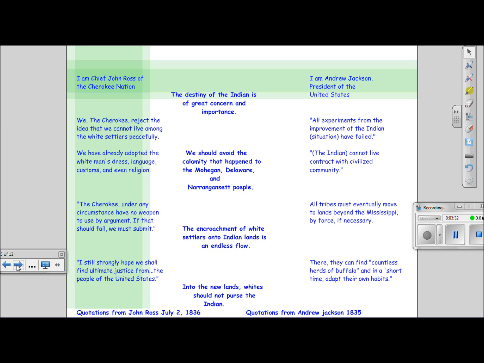This is the John Ross and Andrew Jackson poem where they have the three columns. And I really like this poem visually because that middle column lends itself to us understanding that they did share some common ground, whether or not they wanted to share that common ground. So what I want you to do now is to listen to the two girls read the poem, and then I'll come back and talk to you some more.